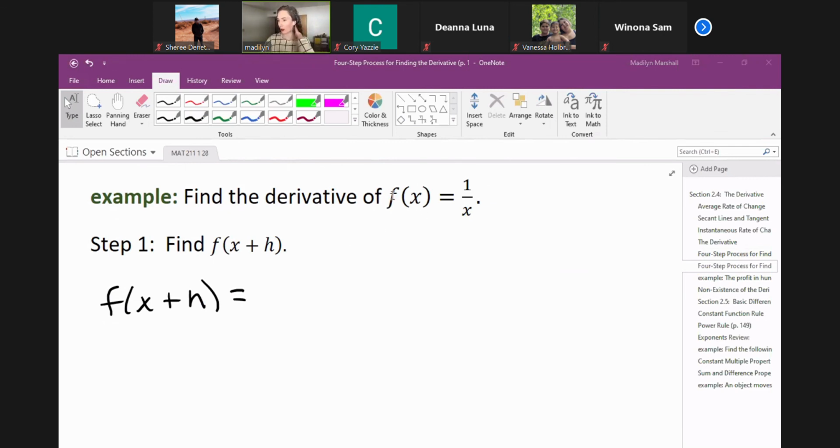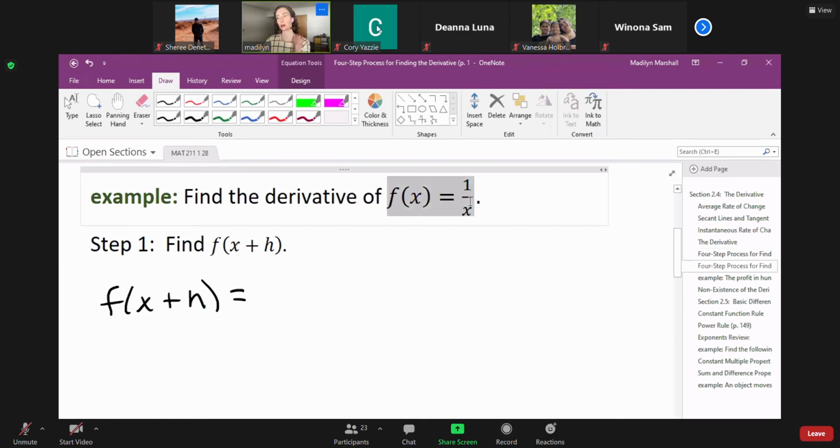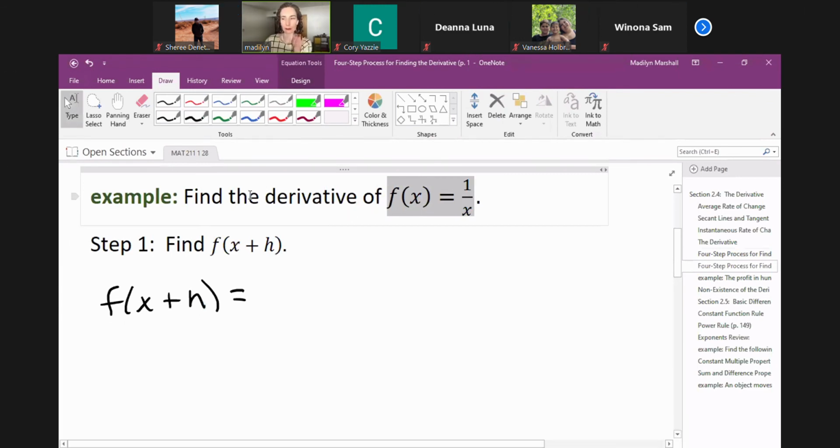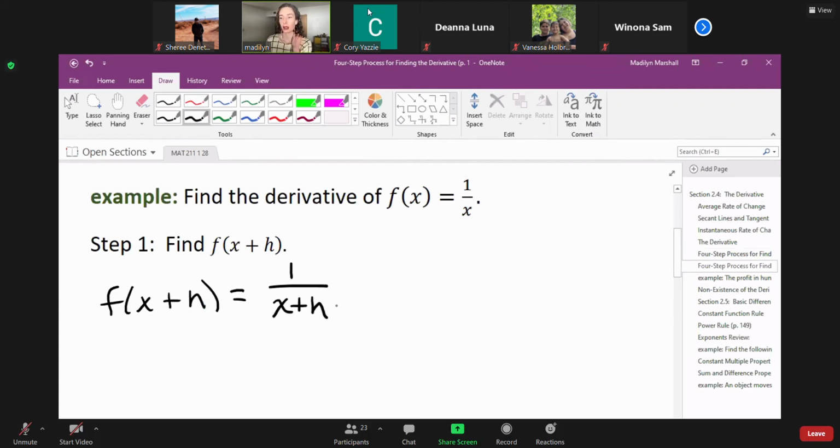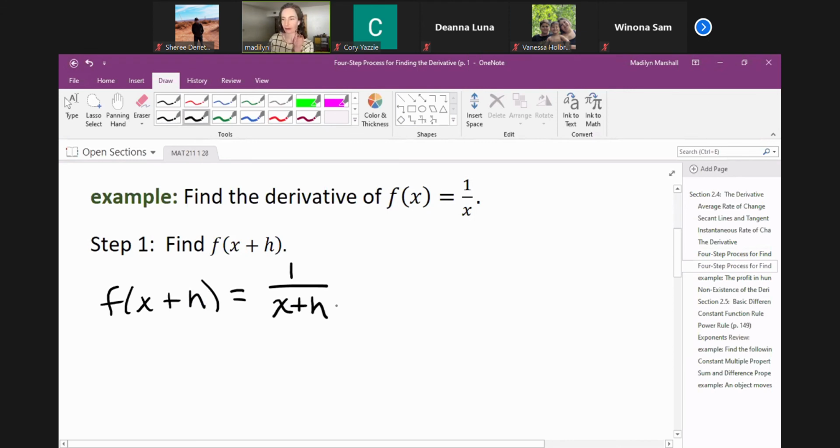So here our function is f of x equals 1 over x. So plugging in our x plus h, we have 1 over x plus h. So not too much to do there.